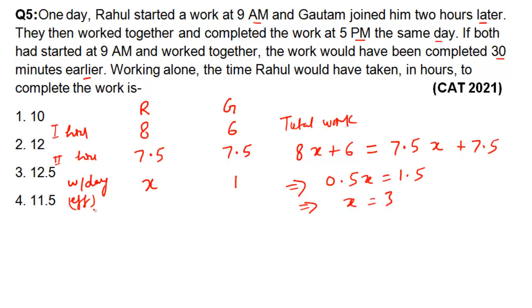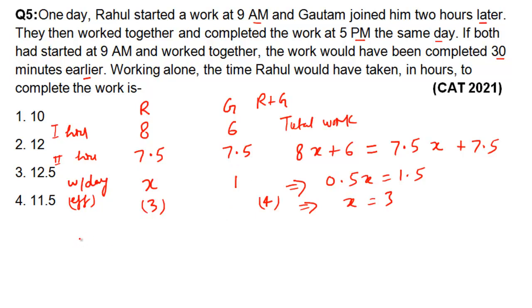So that means efficiency of Rahul is 3, that we have found. Efficiency of Gautam is 1 and Rahul's is 3. Right, so the combined efficiency of Rahul and Gautam is 3 plus 1, that is 4, right? And with the combined efficiency, they are doing the job in 7.5 hours. So the question is, working alone, how many hours will Rahul take to complete the work?